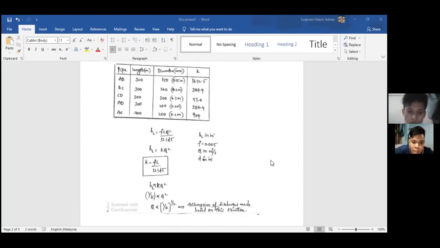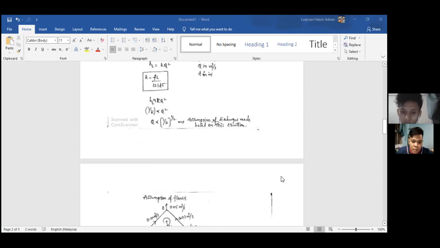After we get the value K, the constant F is given, which is 0.005, the friction factor, and L is the length. We can use the formula to find K. We input the data into the table, which is shown in the diagram. Okay, next.